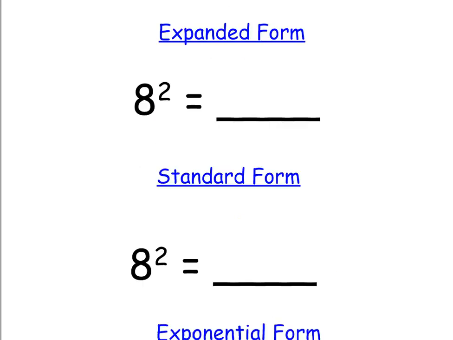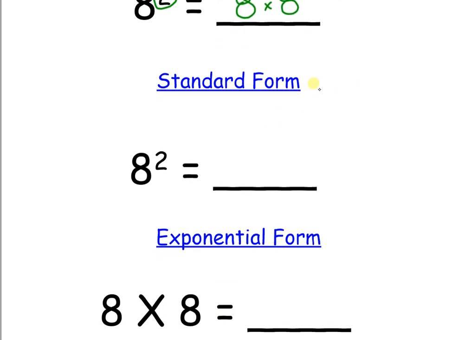One more quick review with whole numbers. So here we have 8 to the second power, and it wants it in expanded form. So our base is 8, and over here our exponent is 2, so I'm going to expand it twice, once and twice. And that's all there is to expanded form.